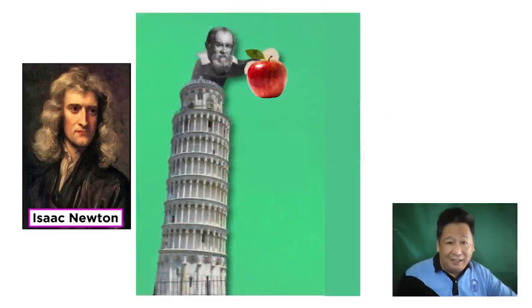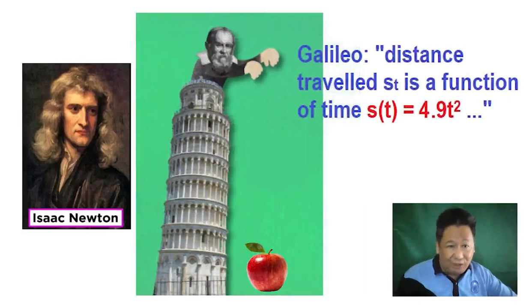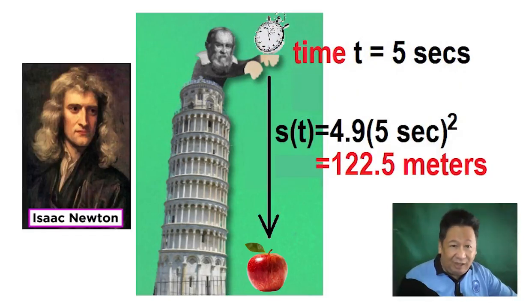Some years before this, Galileo had already discovered that distance traveled s of t by a falling object is a function of time: s of t equals 4.9 t squared. Why the symbol s for distance? Just know that in ancient times, scholars used Latin, and the Latin word for distance is spatium, or space, hence s. So s of t means s as a function of t, time, just like f of x or g of x. So Galileo can calculate how many meters the apple would fall given some time t in seconds.